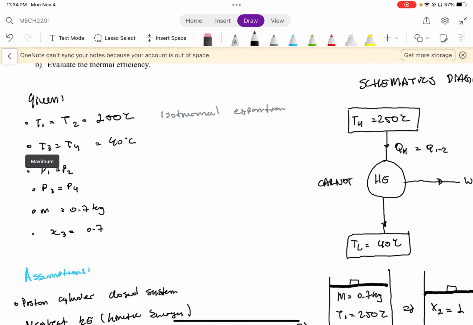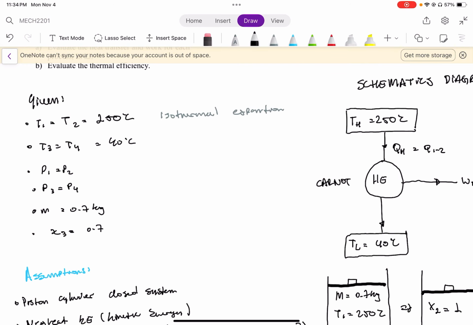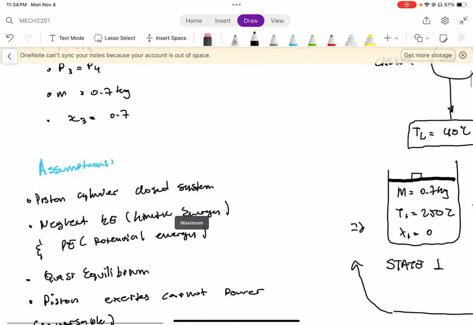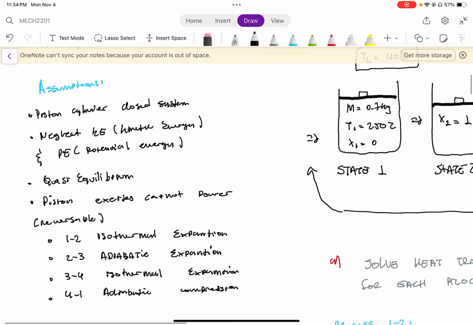Let's get started. These are the given variables, and these are the following assumptions that we're going to make. The piston is a closed system. We're going to neglect kinetic energy and potential energy. We're going to assume quasi-equilibrium, and the piston exerts Carnot power.